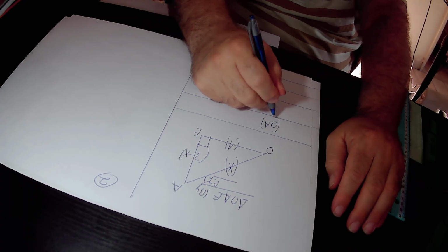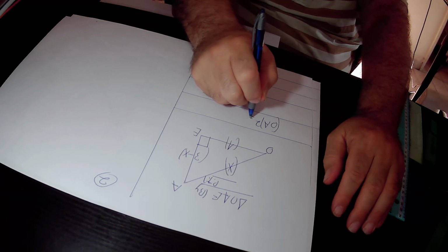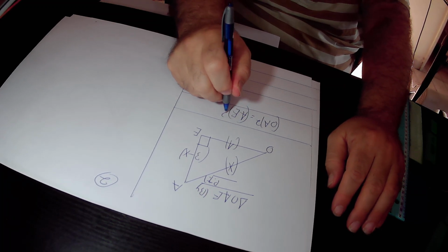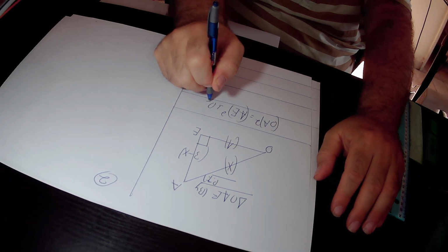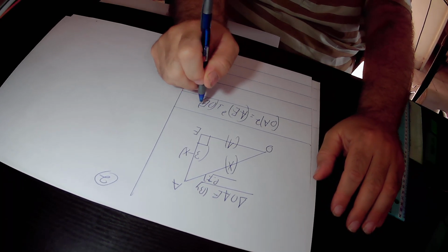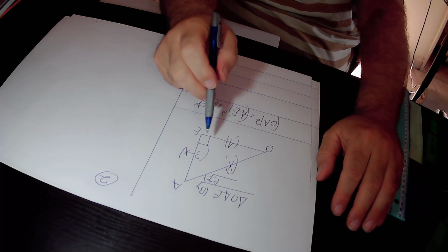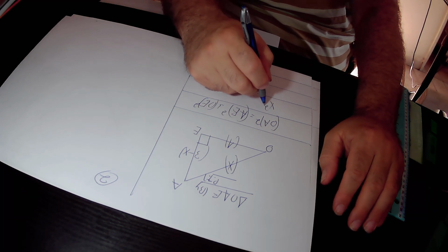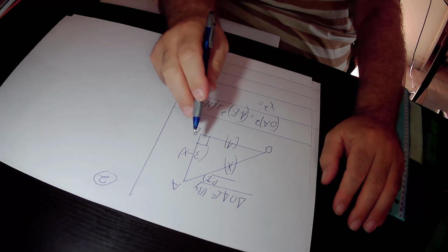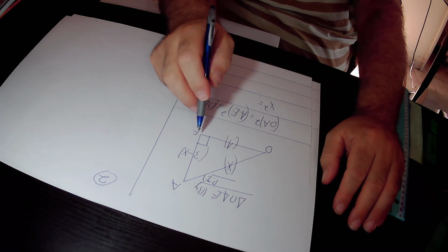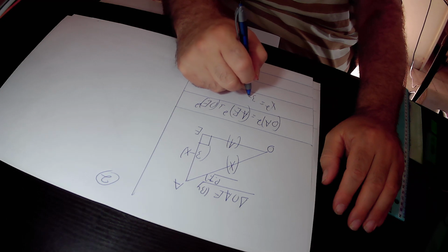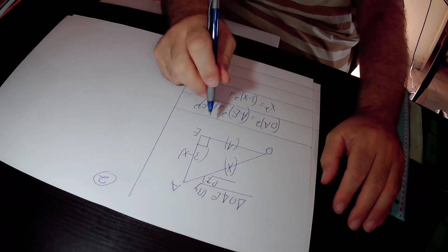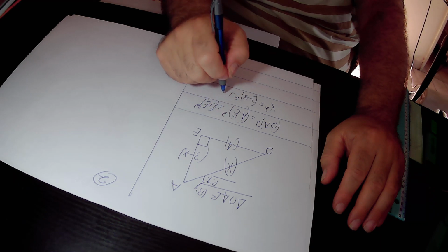OA squared, that is the square of the hypotenuse, is equal to AE squared plus OE squared. The hypotenuse OA is x, therefore OA squared is x squared, and it is equal to AE squared. AE is 3 minus x, therefore AE squared is (3 minus x) squared, plus OE squared. OE is 1, therefore OE squared is 1 squared, that is 1.